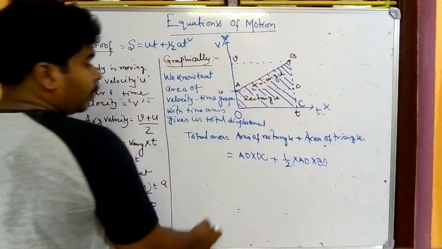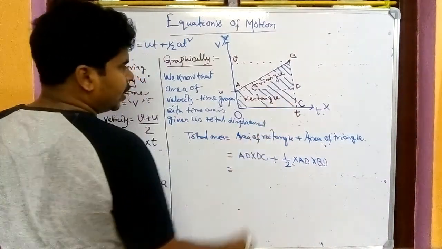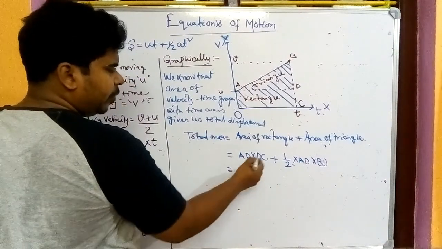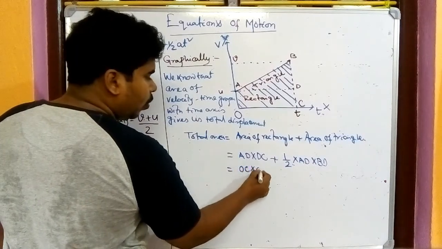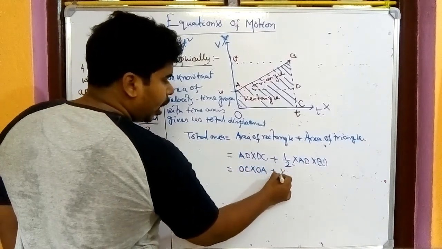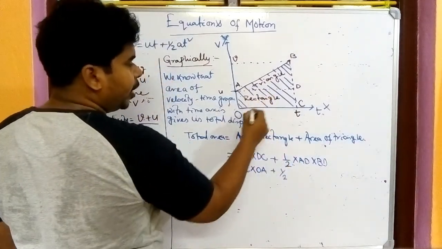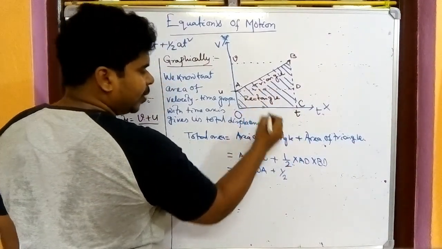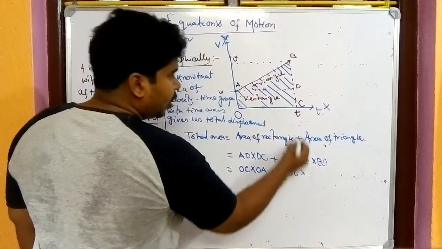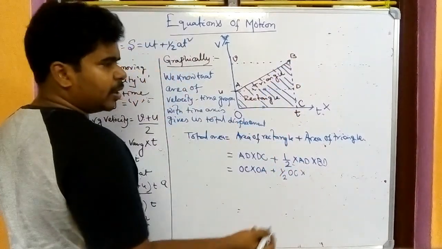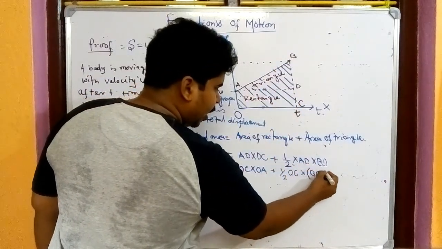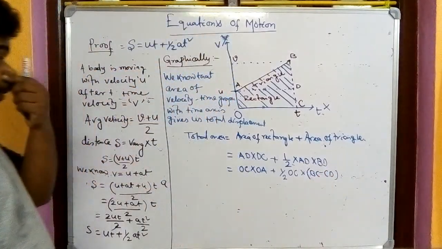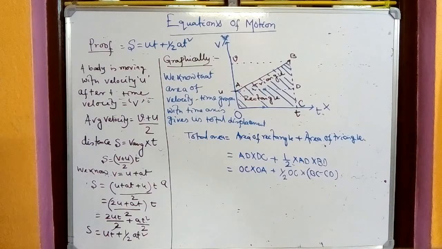Let's see. Instead of AD into DC, I can write OC into OA plus half of AD. Instead of AD, we can write OC because these two lengths are the same. OC into BD. BD is clearly BC minus CD. Just see it. Half of OC and BC minus CD.